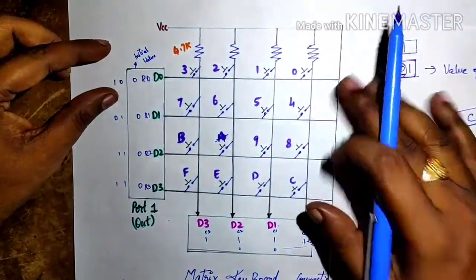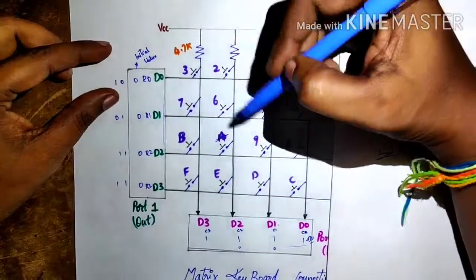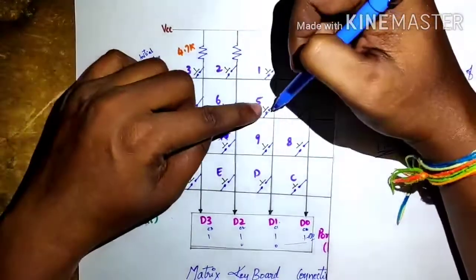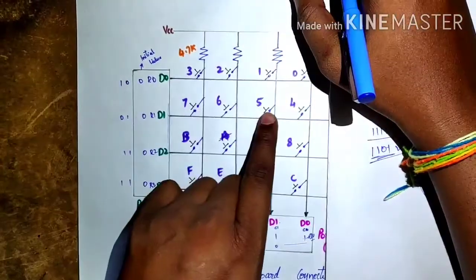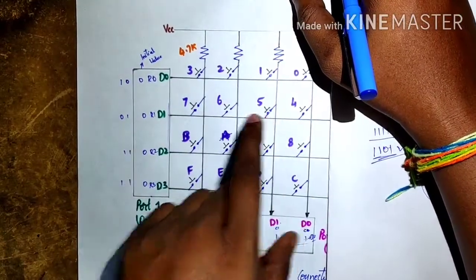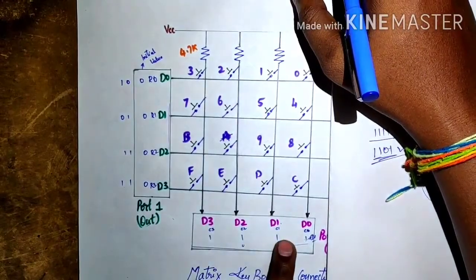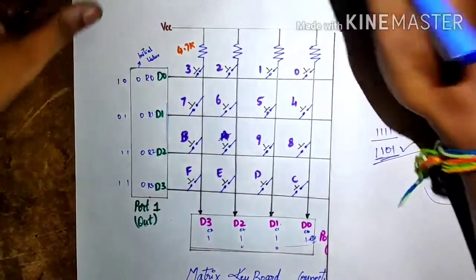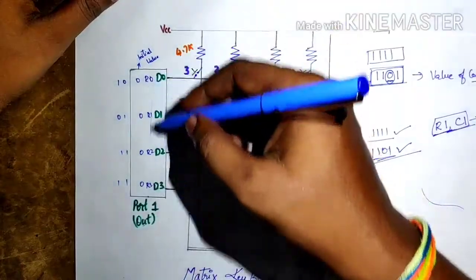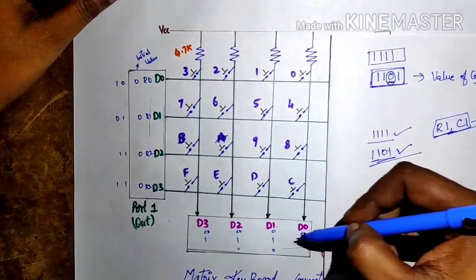So initially when we are pressing a key, here we are pushing a button. By pushing a button, it will make the value of this row reflect in our column. So initially the value of rows will be zeros and columns will be 1.